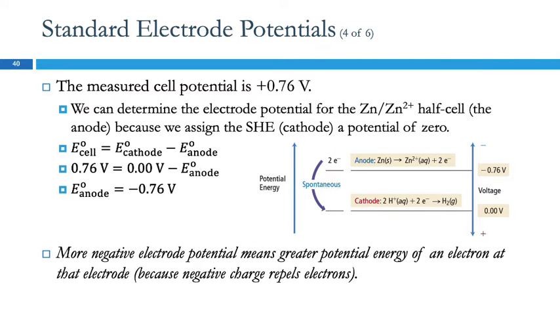So in that example, we can measure the cell potential, and it's plus 0.76. So the electrode potential for the zinc 2 plus half cell, the anode, can be found because we assigned the other electrode to have a potential of 0. So if the cell potential is the cathode minus the anode, then the cell potential here, 0.76, is the cathode minus the potential of the anode. So the anode is going to be negative 0.76.